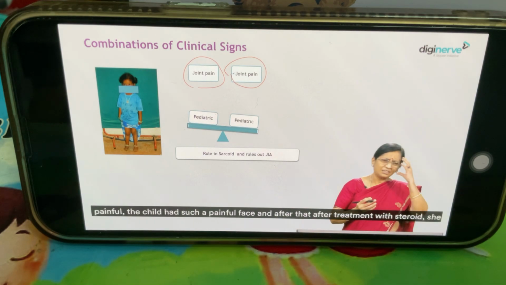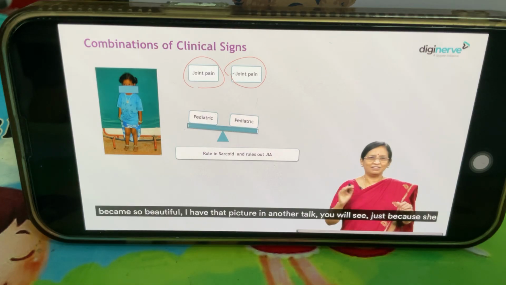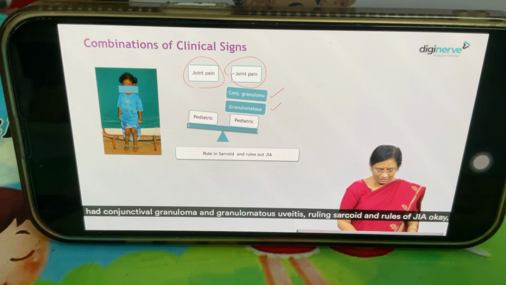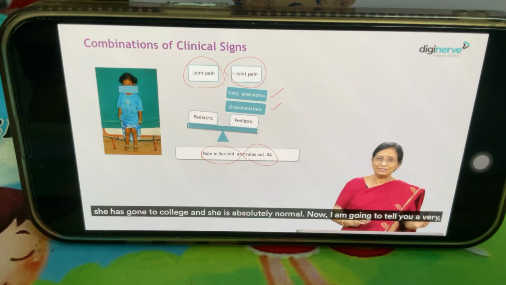The child had such a painful face, and after treatment with steroid, she became so beautiful. I have that picture in another talk. You will see. Just because she had conjunctival granuloma and granulomatous uveitis, it rules in sarcoid and rules out JIA. Now she is taking part in games and she's grown up. She has finished her schools, gone to college, and she's absolutely normal.